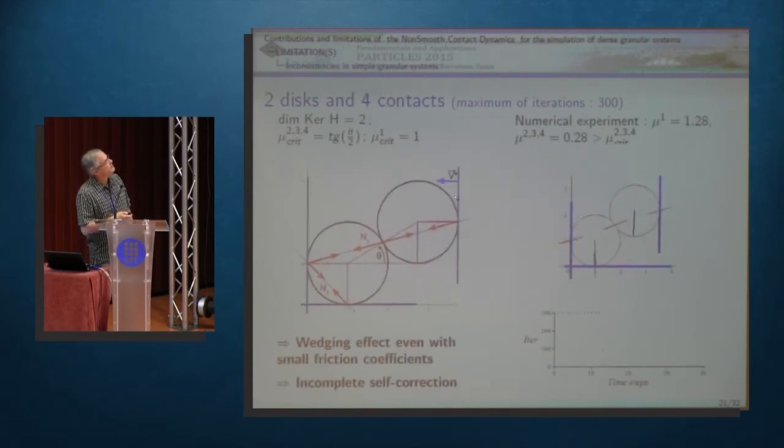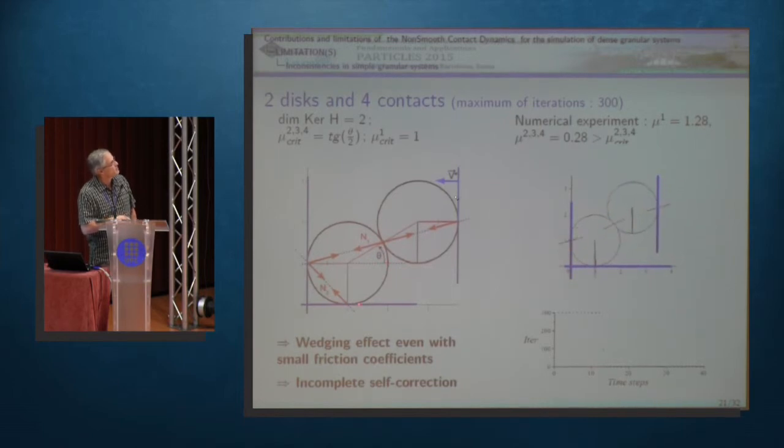We can extend this analysis to other systems with two disks and four contacts, for example. In this case, it is still possible to define a critical friction coefficient. It is given here by this formula. It is, in fact, related to the theta angle.